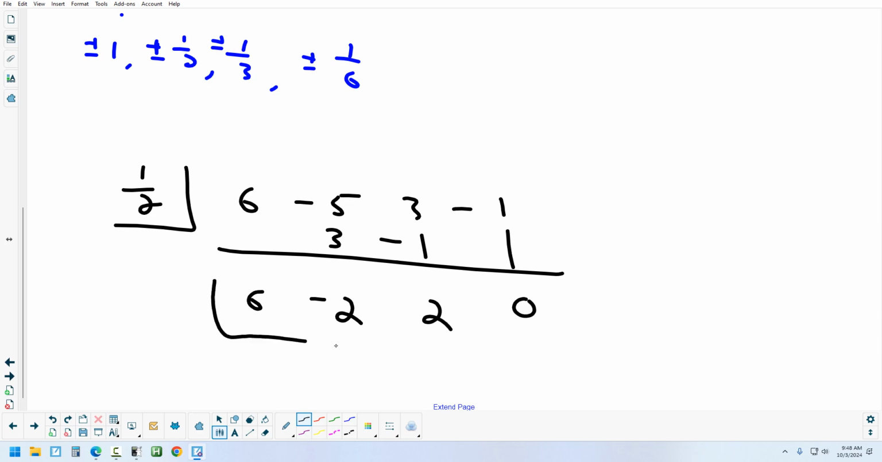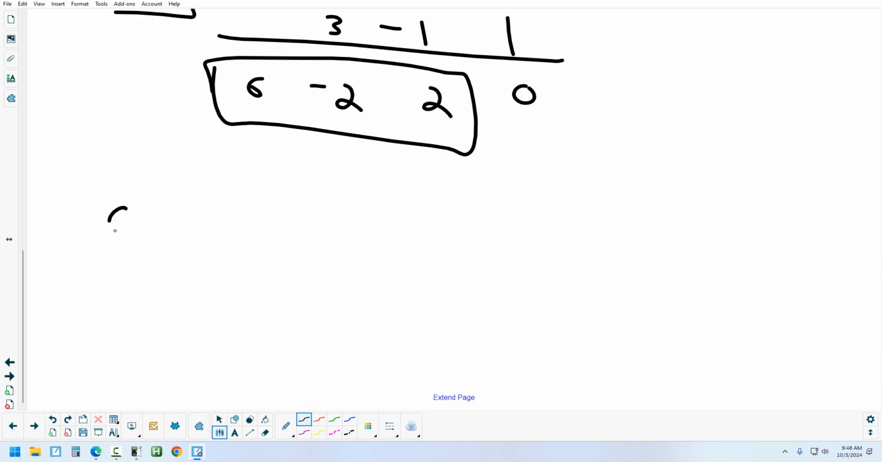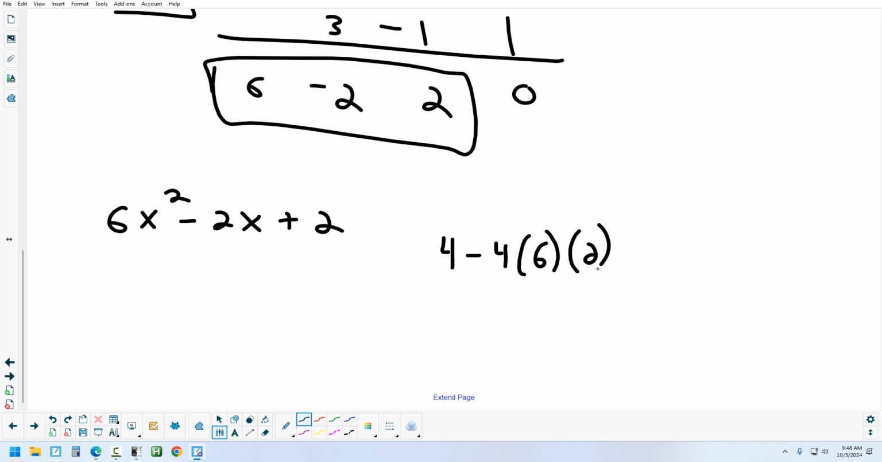Okay, so now I need to focus on the quotient, which is a quadratic. 6x squared minus 2x plus 2. Okay, check the discriminant on that. B squared minus 4ac. B squared minus 4 times a times c. What's going to happen there? That doesn't go nicely. That becomes a negative, right? That would be a negative, which means what? It's imaginary. Right. The answers here are imaginary.